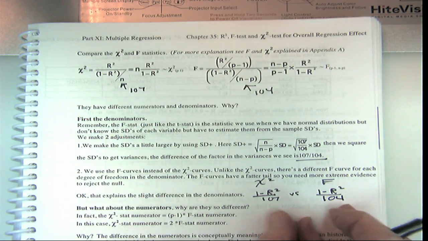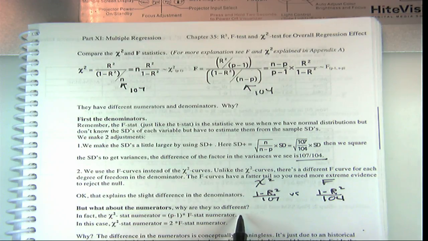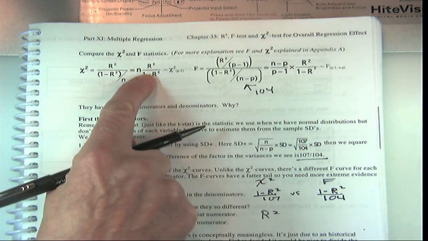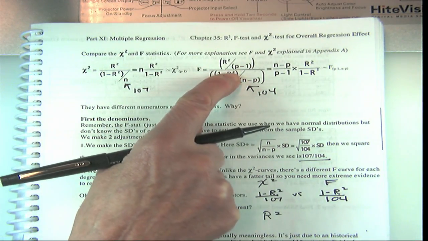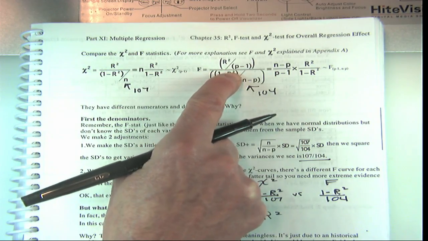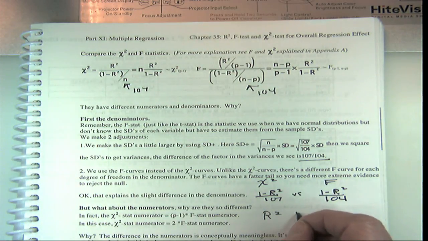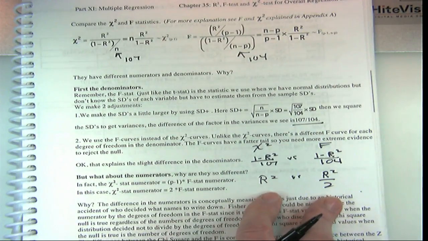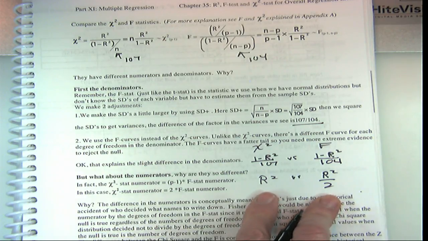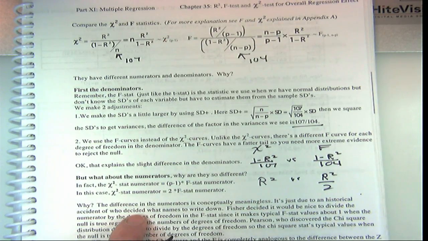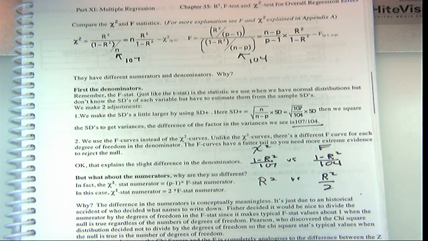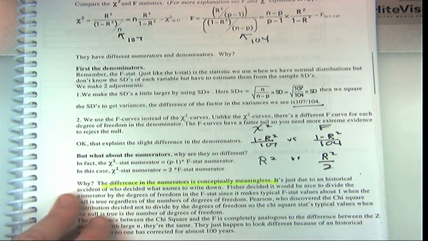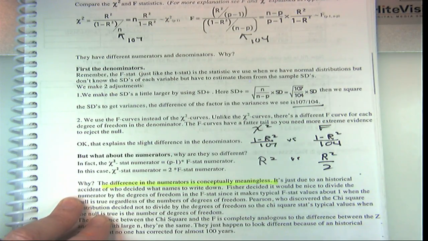Now, what about the difference in the numerators? Why are they so different? Let's do the same thing. The numerator here is just r squared, whereas here we have to divide by 2 if we have 3 parameters. We'll divide by 3 if we have 4 parameters, versus r squared over 2. What is that? That's what makes the statistic look so different, 32 versus 66. What's that? It's meaningless. No joke. The difference is conceptually meaningless. It's just a historical accident of who decided to name what.